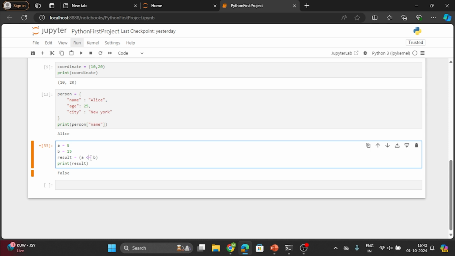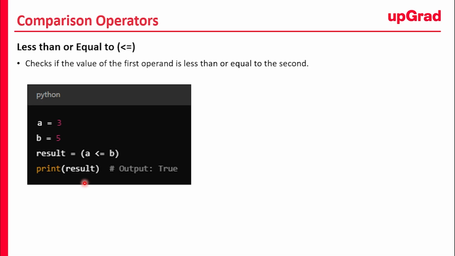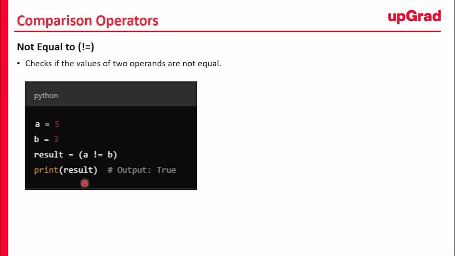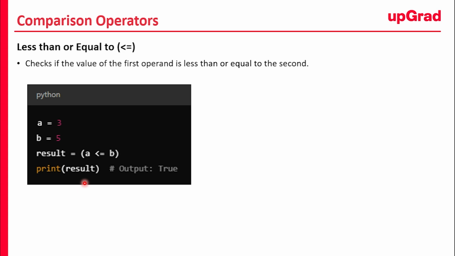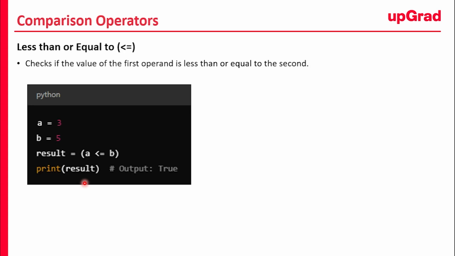So it checks if the value of the first operand is less than or equal to the second one, then the result would be true. So the result is true, right? So these were all the comparison operators that you would be using in your codes. So have a note of them, play around with them, and keep practicing.